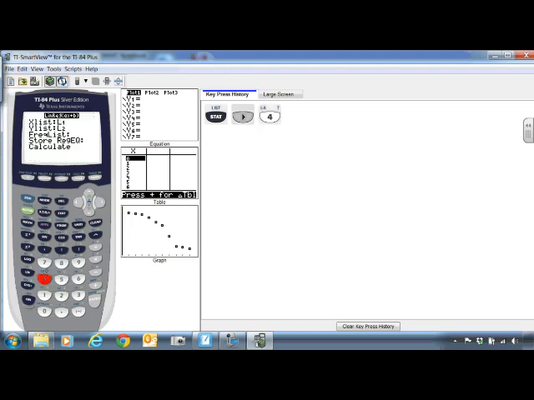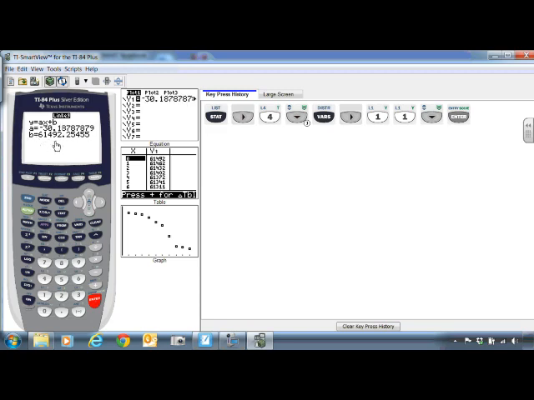We want to arrow down to store reg, which is here, so we're going to arrow down so that our cursor is at store reg, and then we want to press the vars key. We want to arrow over to Y vars. We want to press option 1 for function. And then option 1 again to get Y1. So now we see Y1 appears right next to linear regression equation. And so now we want to arrow down to calculate and then press enter.